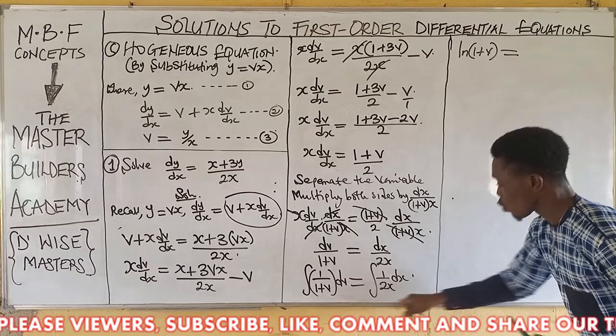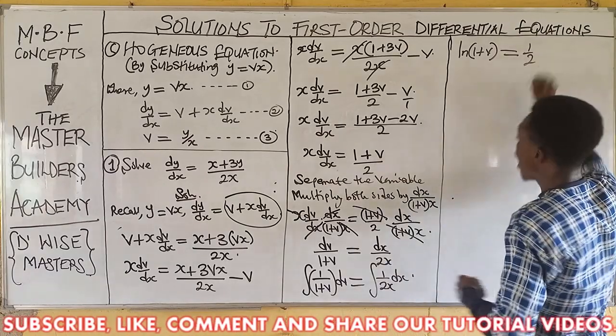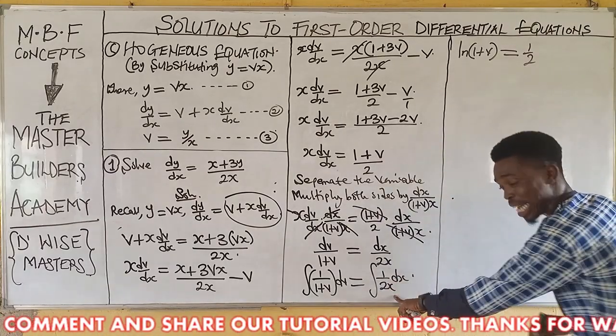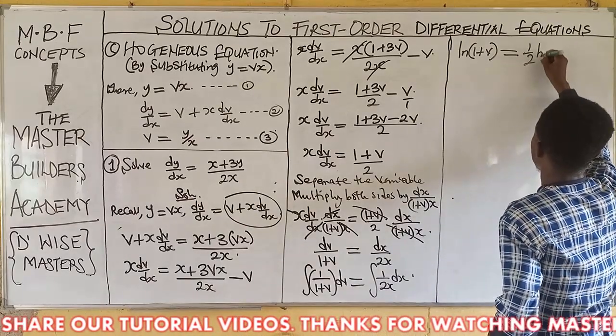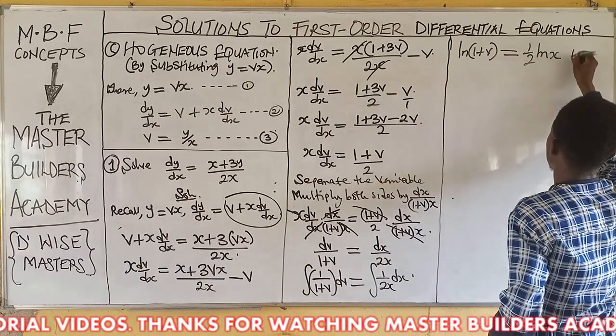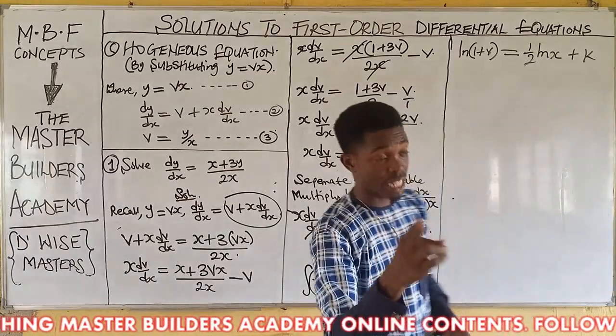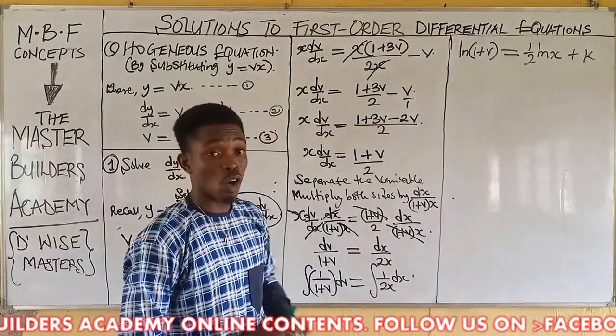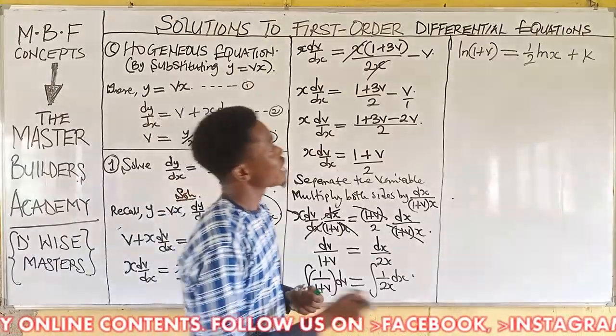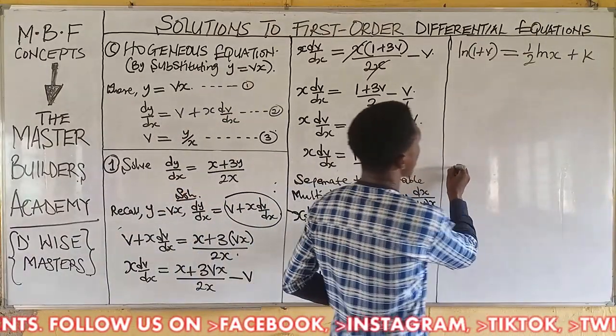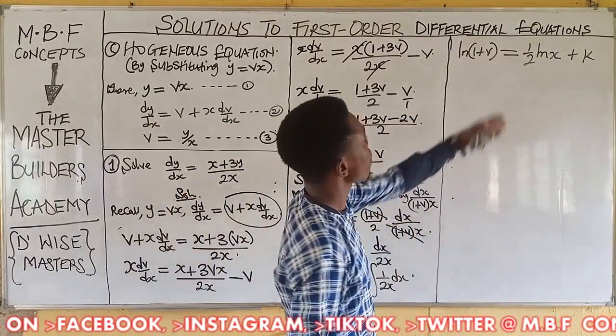Now understand that this is 1 over 2. And when we integrate 1 over x with respect to x, we have this as ln x plus k, our constant. It's as simple as that. Don't forget that k is an arbitrary constant or the integration constant. Are we there? Now, all we need to do here is to simplify.